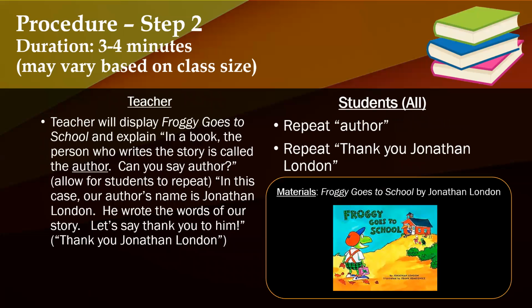Procedure step 2. So the teacher will show the book Froggy Goes to School and explain that in a book, the person who writes the story is called the author. Can you say author? Again, allowing for wait time for students to all repeat author. In this case, our author's name is Jonathan London. He wrote the words of our story. Let's thank him. As a class, we will all say, thank you, Jonathan London. And the students will repeat the word author, and they will repeat, thank you, Jonathan London.